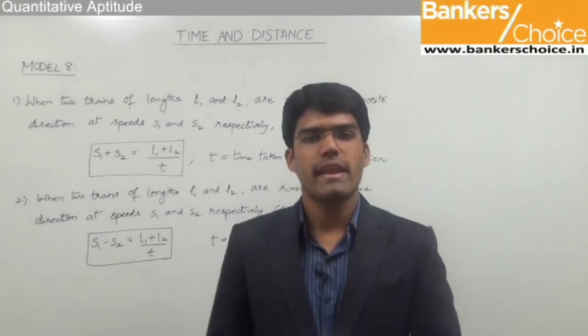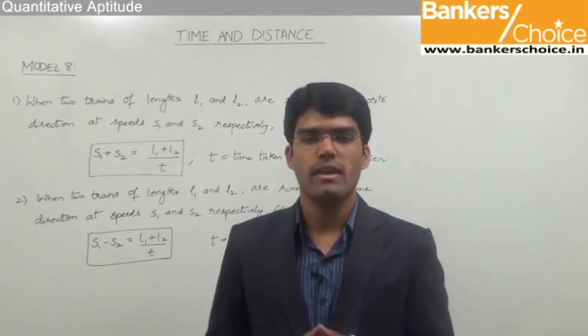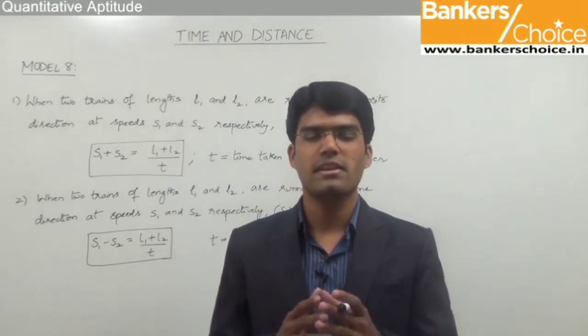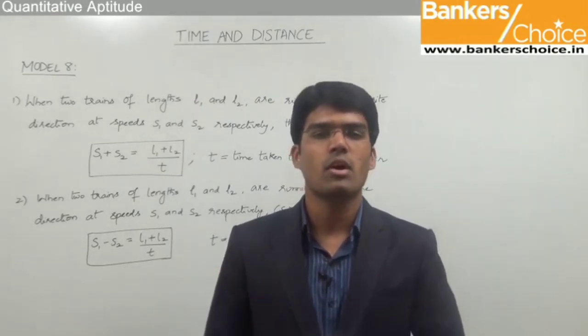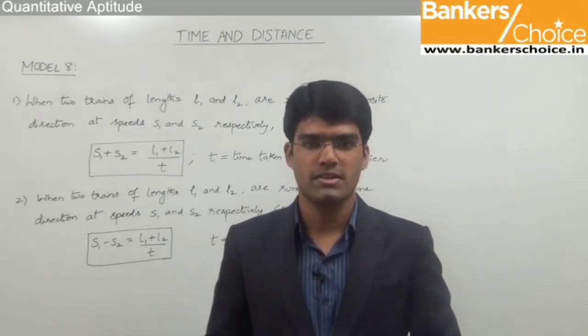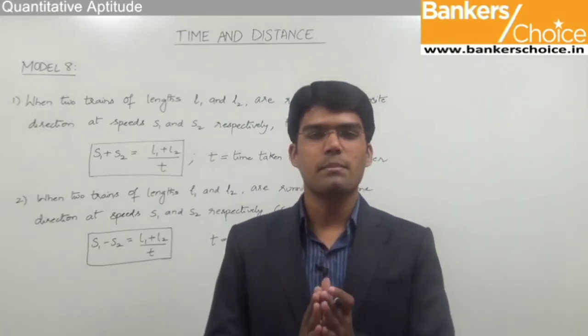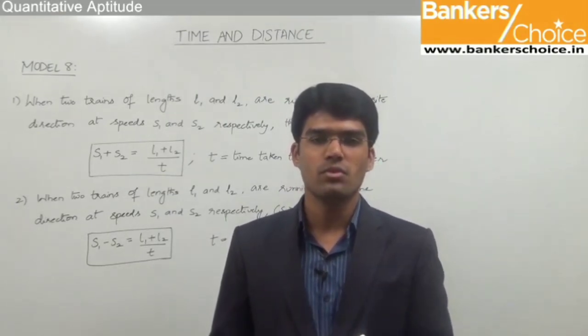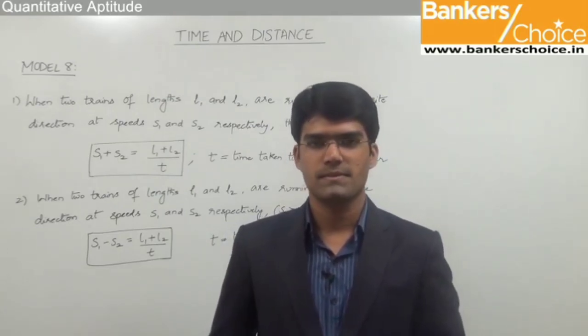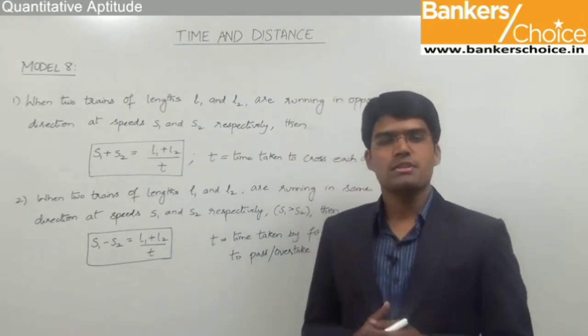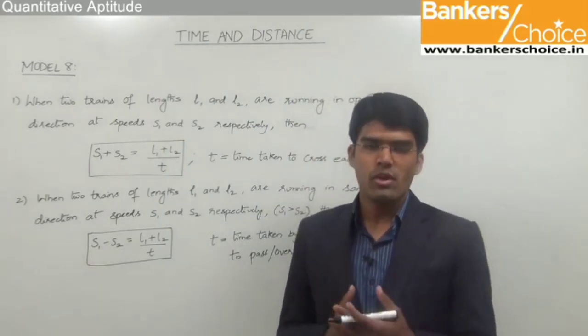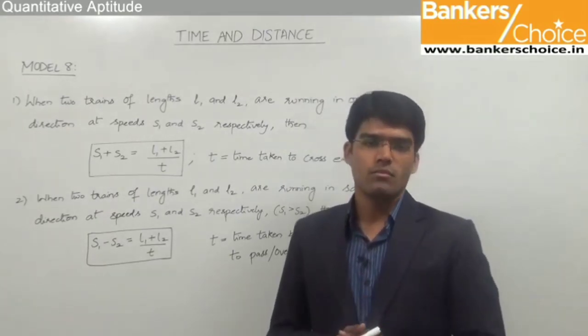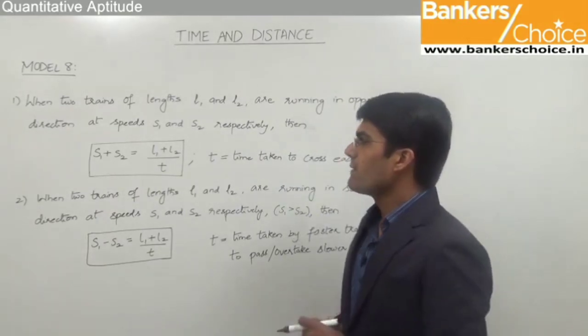Let us now discuss the 8th model from Time and Distance, where we are supposed to solve questions related to two trains either moving in opposite direction or moving in the same direction. Let us first understand the basic equation that can be used for solving these types of questions. Here there are two possible cases: either two trains move in opposite direction or two trains move in the same direction. Let us look at the first point.